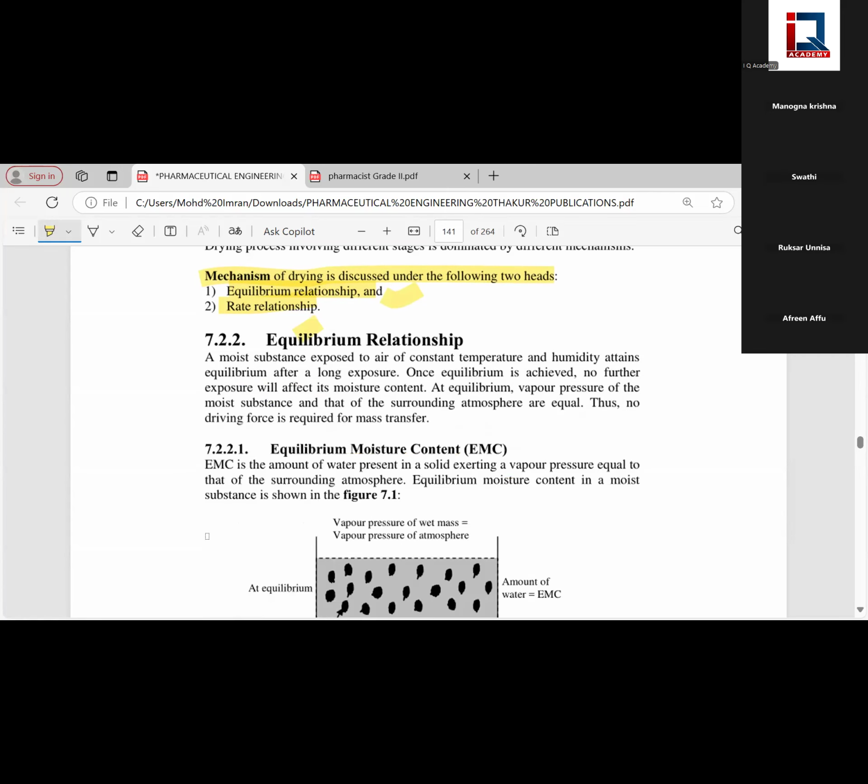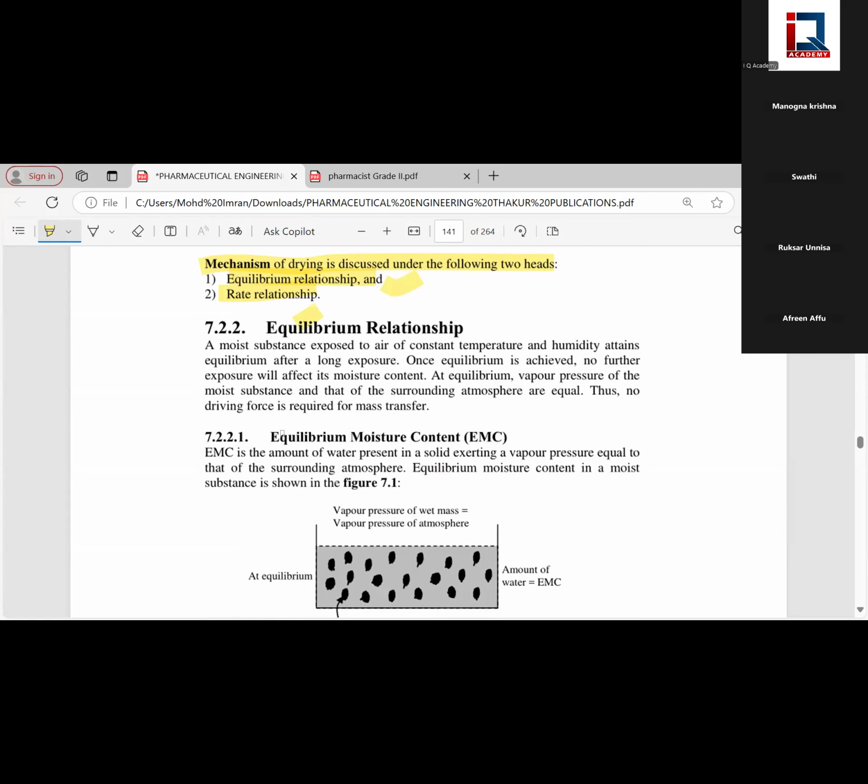So what is the equilibrium relationship? In the equilibrium relationship, please note down, the main topic you should remember is EMC, equilibrium moisture content. Earlier we said CMC, critical moisture content. Now I am saying EMC, equilibrium moisture content. Okay, so what is EMC?